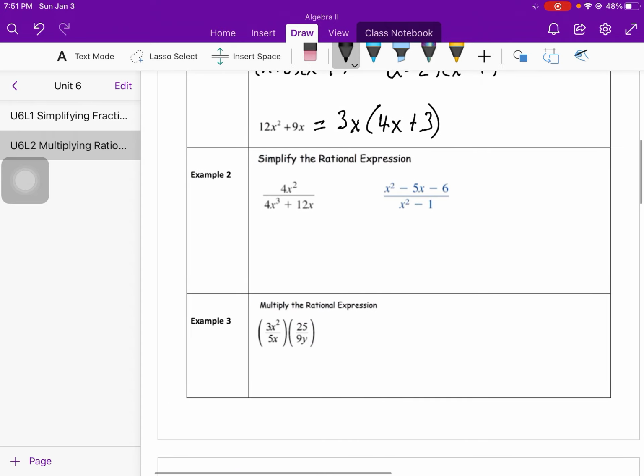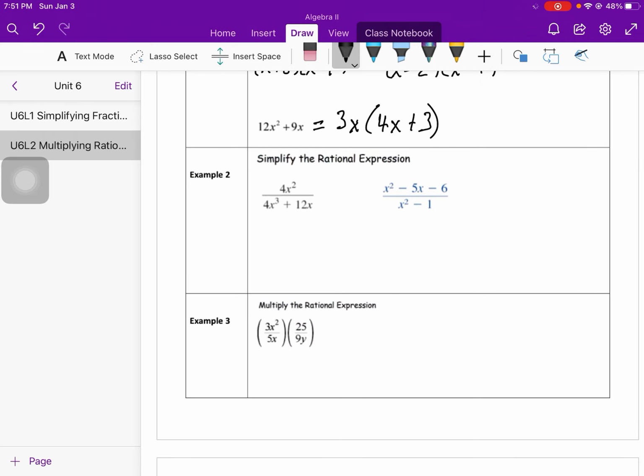All right, now these problems are like what we were practicing not yesterday, but in the previous video. So 4x squared over 4x cubed plus 12x. What you want to do for this one is leave the top by itself since it's a single term. We're not going to have a GCF of anything because there's only one term on the top.